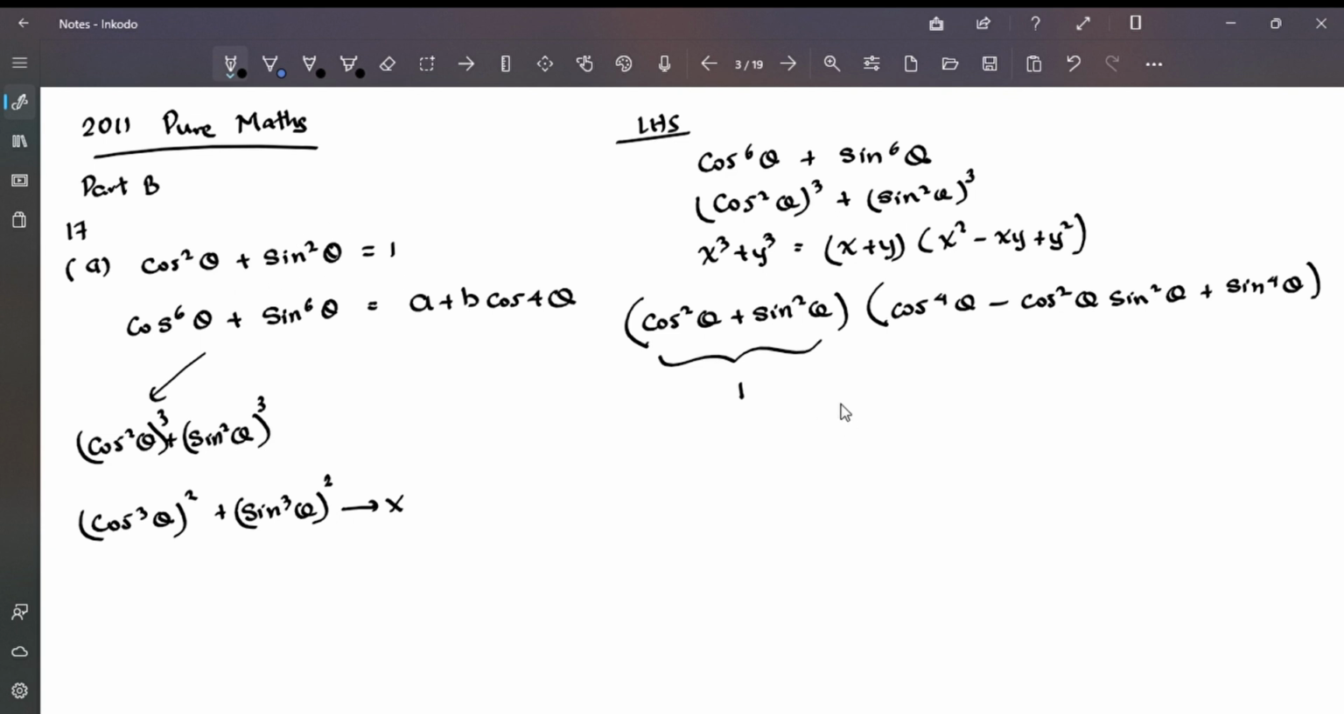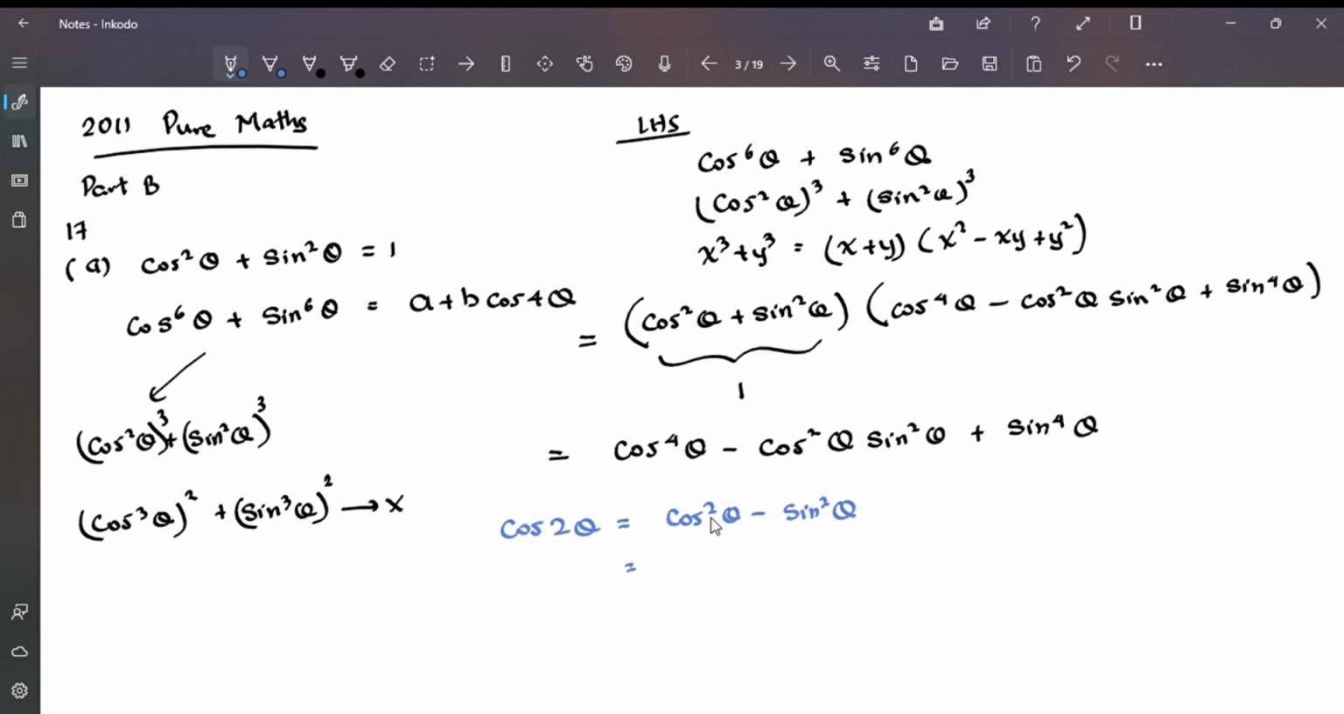How? By this identity. So here you can take it as equals cos 4 theta minus cos square theta sin square theta plus sin to the power 4 theta. Now you need a few equations here. Cos 2 theta, what is cos 2 theta? That is cos square theta minus sin square theta. You can convert cos square theta into 1 minus sin square theta. That is 1 minus 2 sin square theta is equal to cos 2 theta.